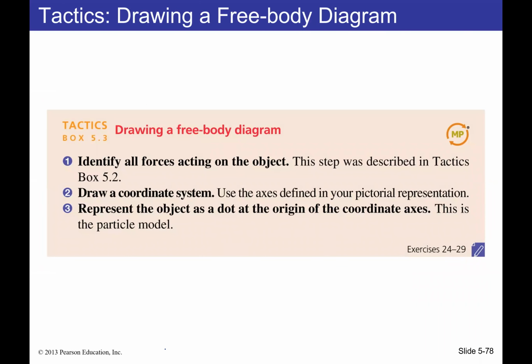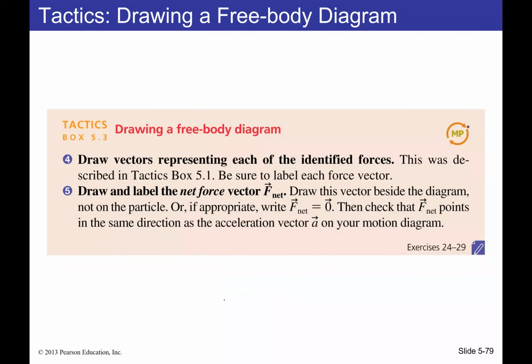All right, so again, this is a tactic to do the free body diagram: identify all forces acting on the object. Do a coordinate system, put the object at the center, and then draw all the forces as vectors with the direction, and then label them correctly, right? You have to use the correct notation to indicate what type of force we have. Okay, and then you can describe whether the net force equals 0 or not, because if the net force is not 0, then you have an acceleration.